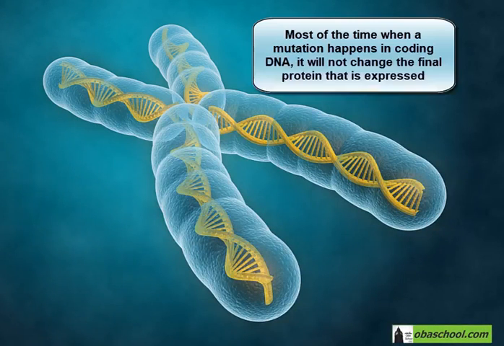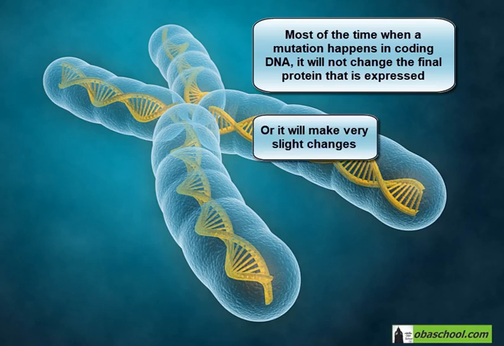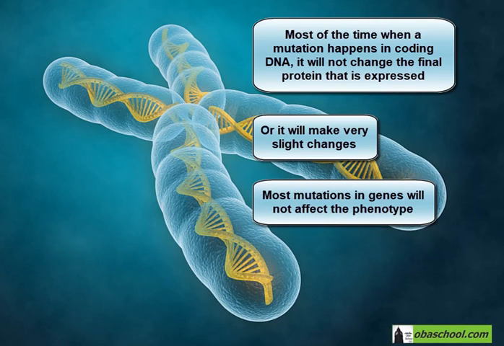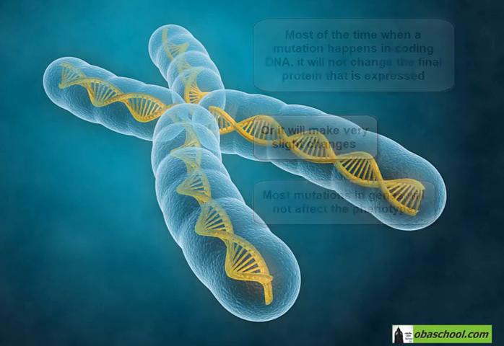When mutations take place in the coding DNA, so inside the sequence of a gene, most do not alter the protein formed, or they can alter it so slightly that its appearance and function are not changed. So most mutations that take place in the sequences of genes will not really affect the phenotype that much.